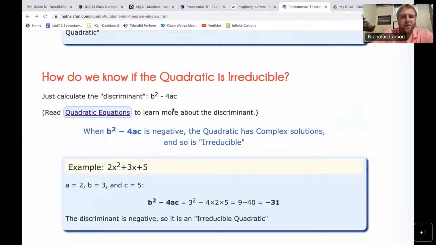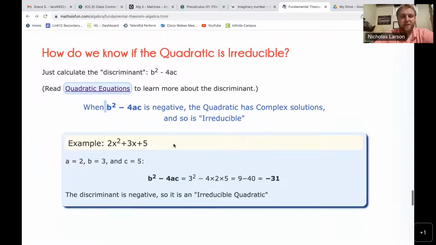If you take, again, your quadratic, ax squared plus bx plus c, and you take b squared minus 4ac and you get a negative number when you solve it. Again, a stands for your first coefficient, b stands for your second coefficient, so a goes with the squared, b goes with the variable, and then c is just whatever your constant is. That's how you can determine it.